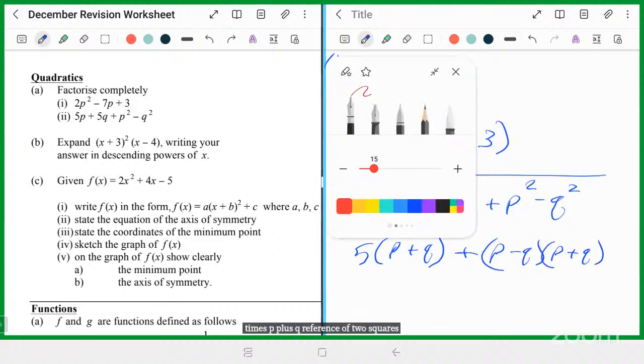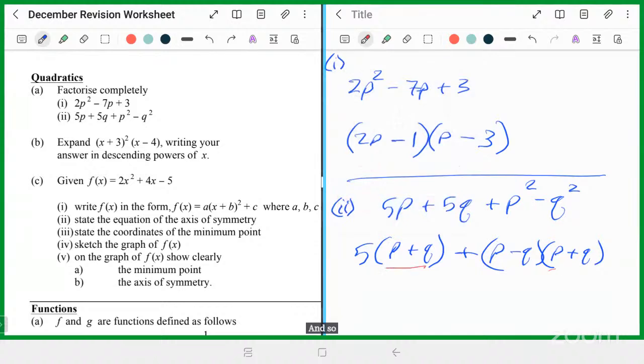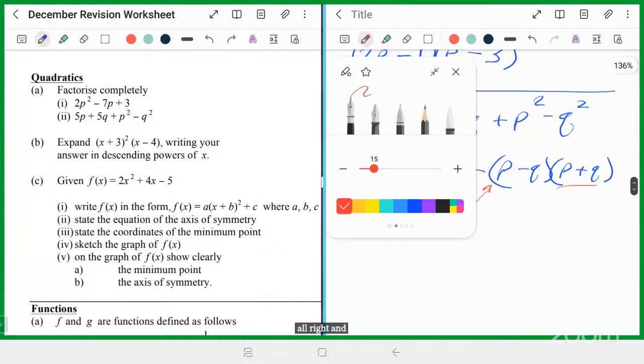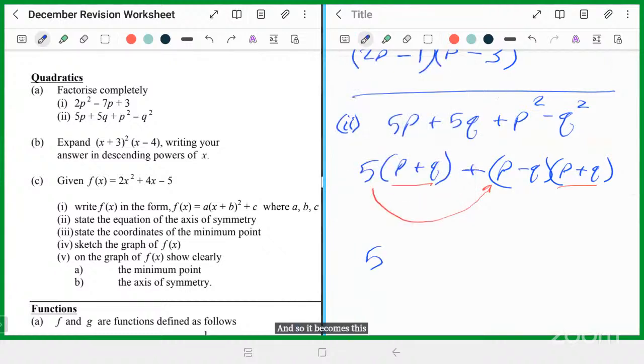And so this p plus q is now a common factor. And so you're putting these 2 together times a common factor. All right? And so it becomes 5, and then adding those, plus p minus q in one bracket times the p plus q right there. That is the answer. So that kind of unique one. So these, you pay attention to them and you put them in the special questions book.